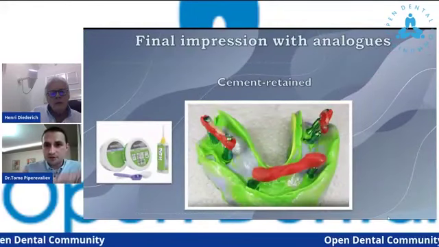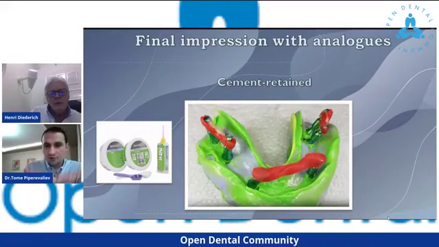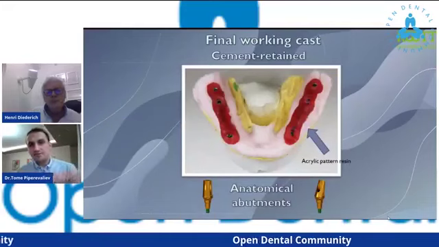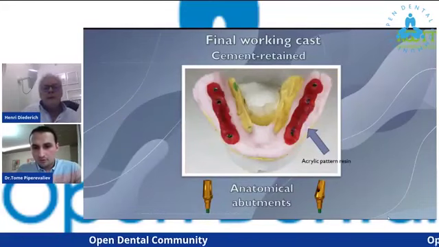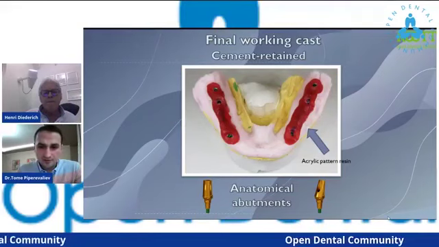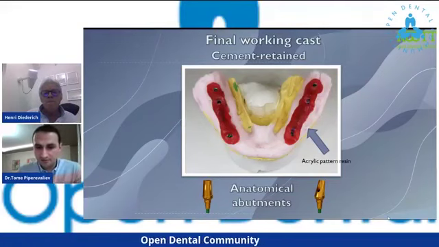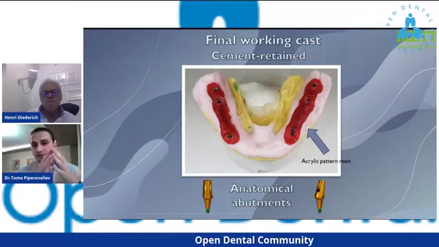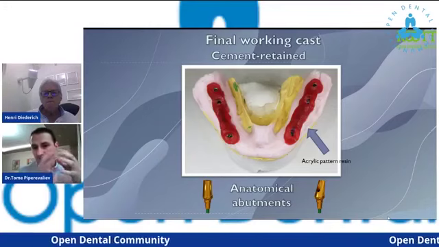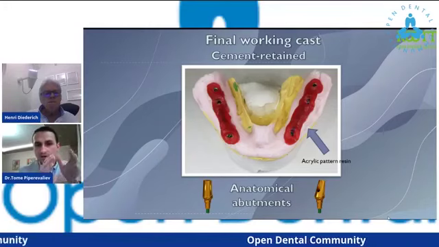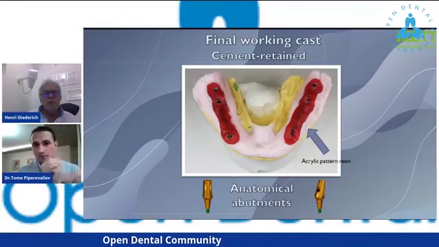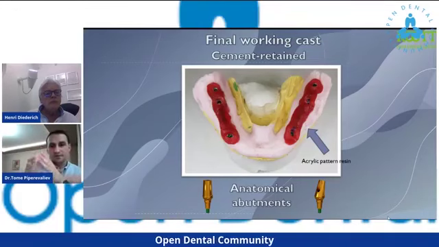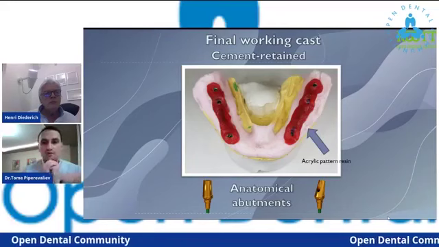Here we can see the final impression with the analogs. In this case, we connected the analogs with acrylic resin. And this is the final cast on which, together with the dental technician, we decided to use anatomical abutments. They can be straight or angled, 15 and 25 degrees. And no matter that our abutments have internal hex connection with implants, we are always splinting and connecting them just to allow me to accurately transfer the abutments from the final cast to the patient's mouth.